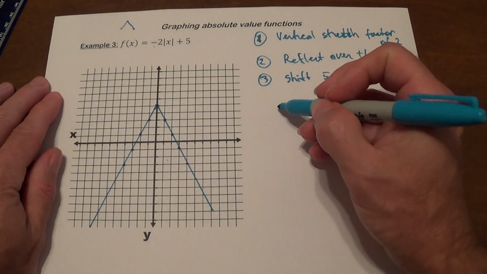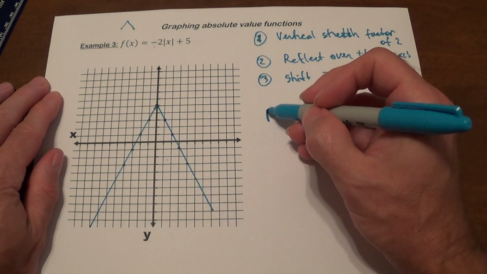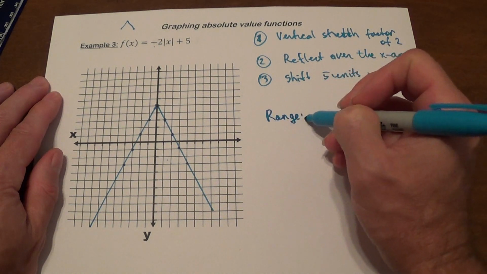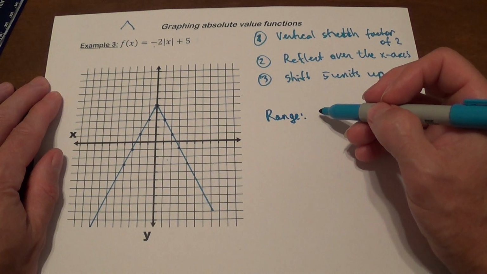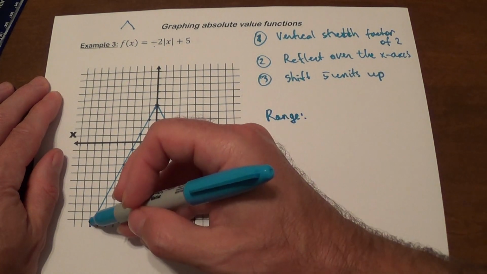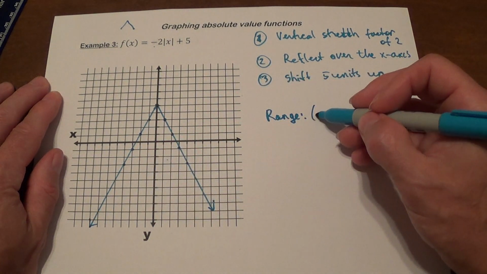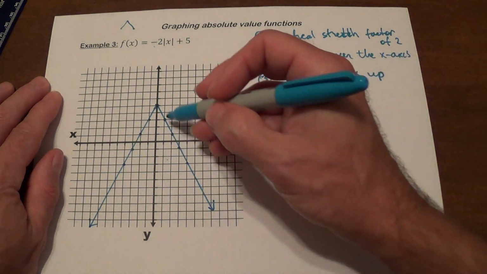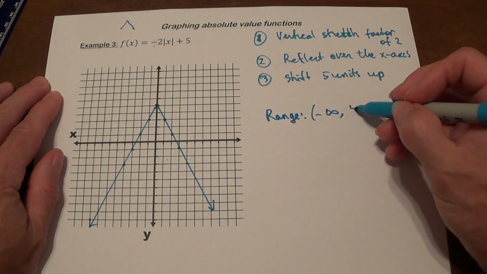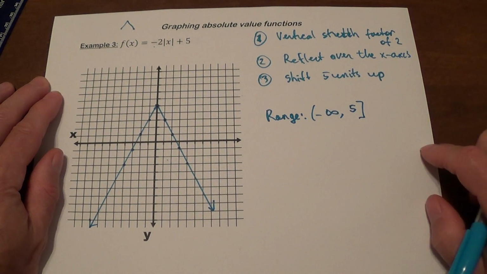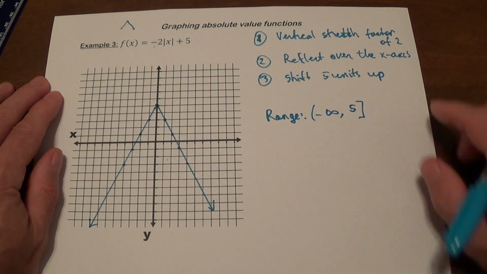So I do want to point out here that while the domain has not changed, the range of this function is going to flip, because now it goes to negative infinity. So it's going to be from negative infinity and all the way up to its maximum value, which is at 5. So that's what the range here is going to look like. The range ultimately is going to be tied to the location of the vertex.